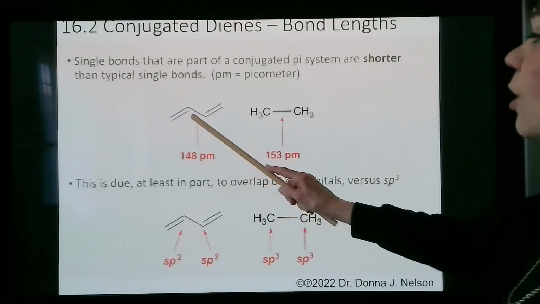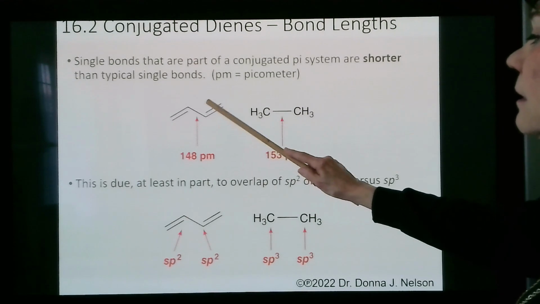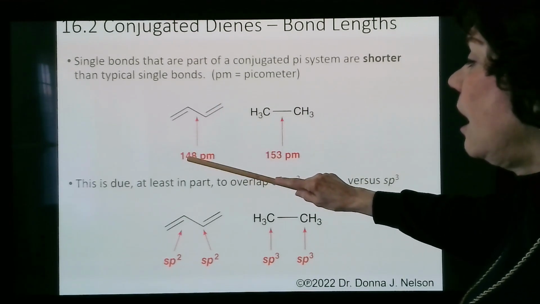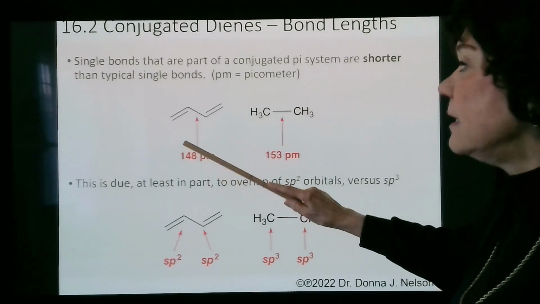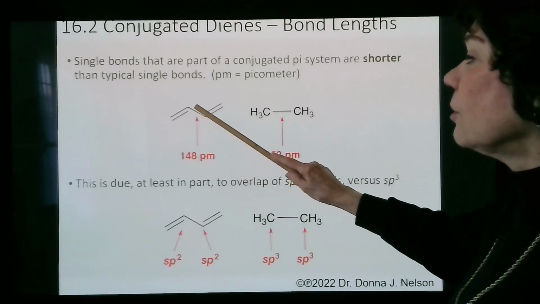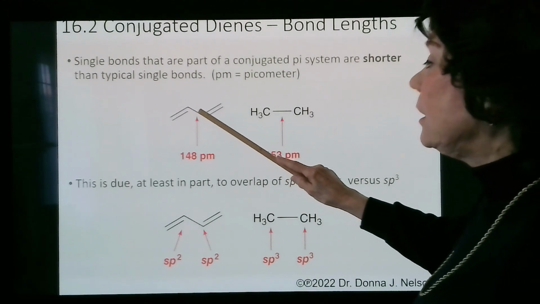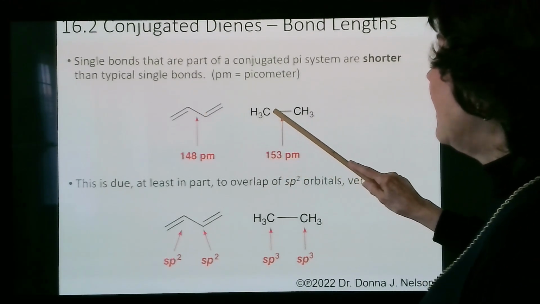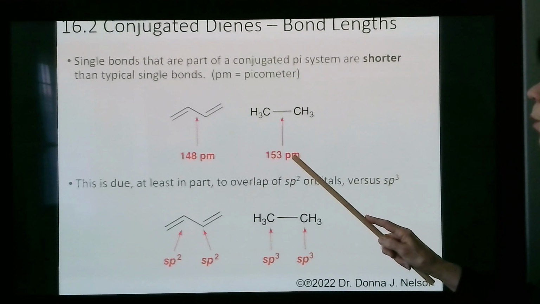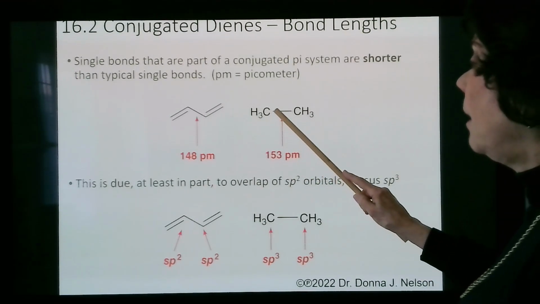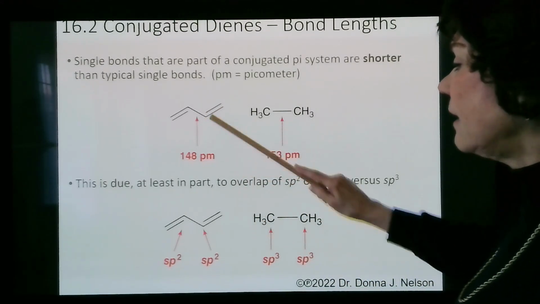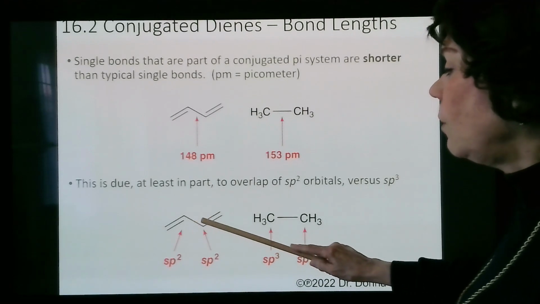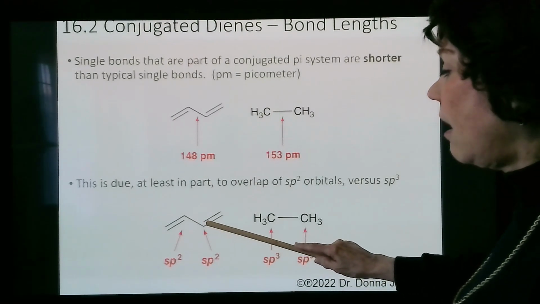The single bonds that are part of the conjugated pi system are shorter. This is 148 picometers, so that's like 1.48 angstroms. Here, this single bond that's in this system is compared to 153 picometers, which obviously is longer. And the reason for that is because you have sp2 hybridized carbons involved.